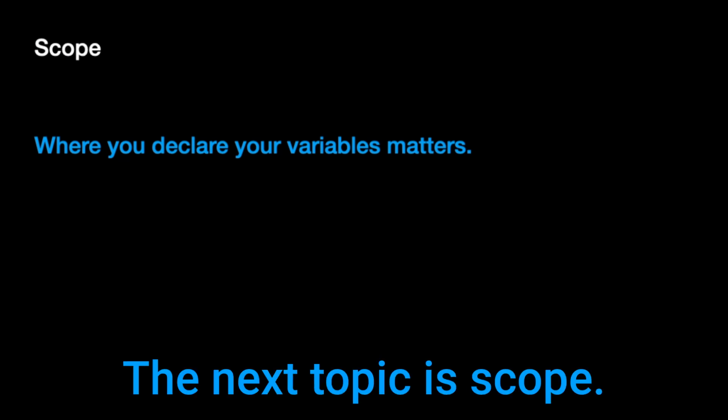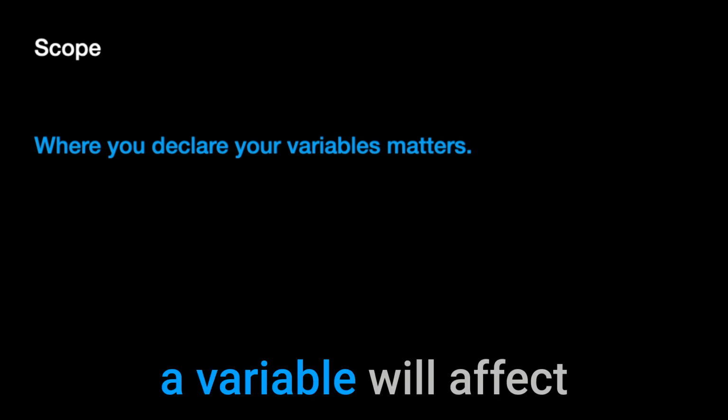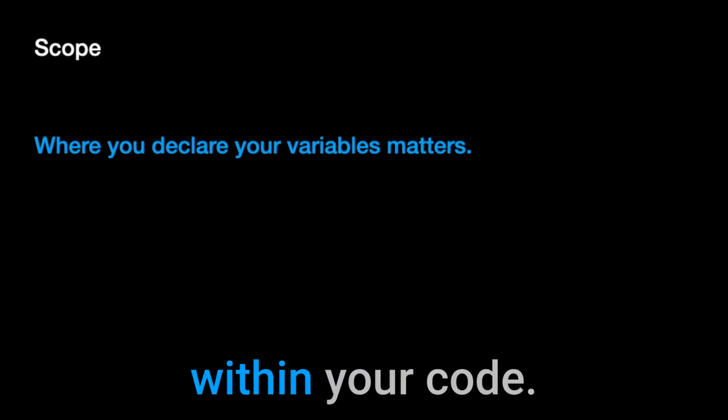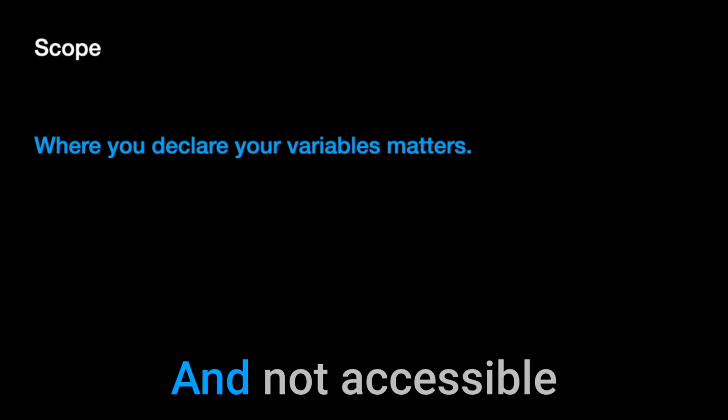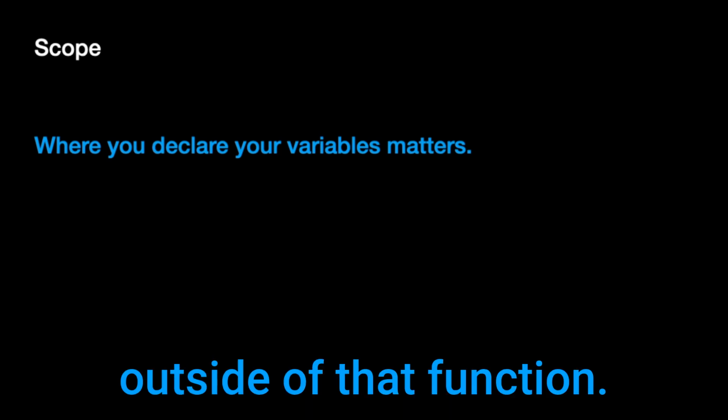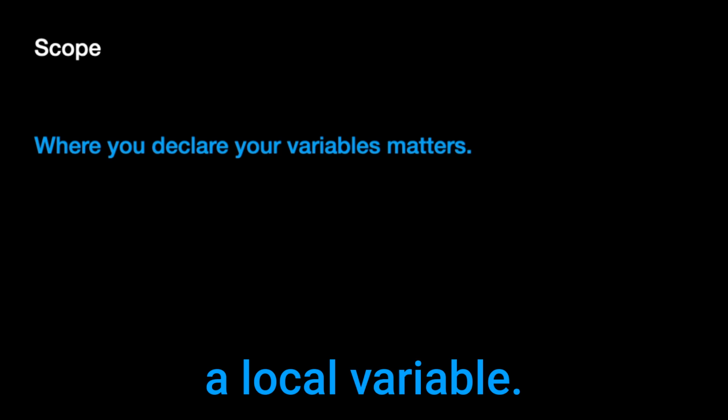The next topic is scope. Where you declare a variable will affect where it can be used within your code. If you declare a variable inside of a function, it would be scoped to that function and not accessible outside of that function. This is known as a local variable.